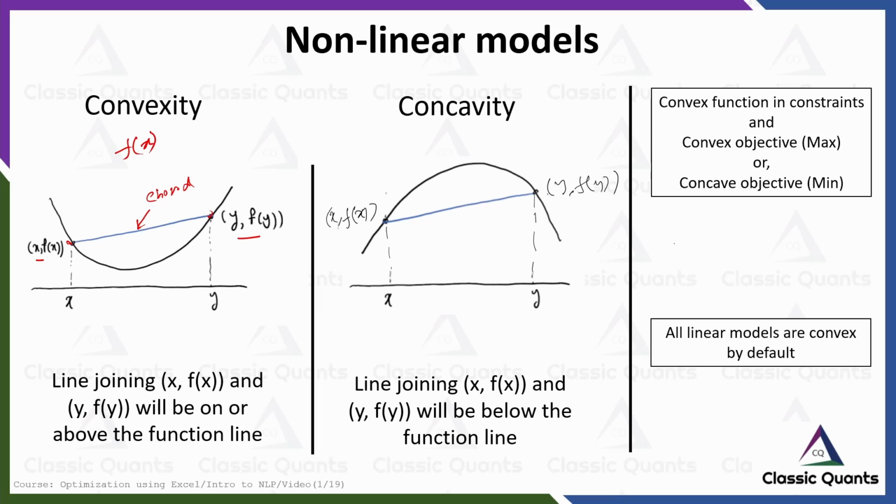So if that chord is above the function line representing the function f, in that case the function will be known as a convex function. Otherwise, if the situation is exactly opposite, that means your chord is below the function line, the line representing the function f is above this chord, in that case we will say that the function is a concave function.